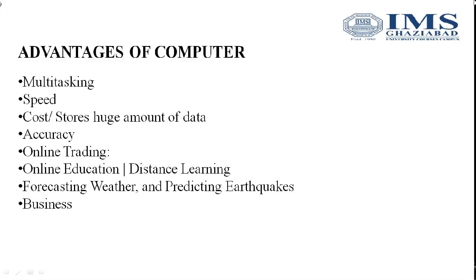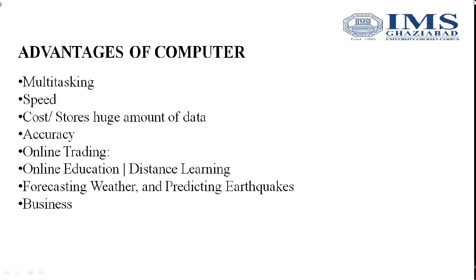So the advantages of computers are, first, it is multitasking. As I told you earlier, it can perform many tasks at the same time. We don't need separate persons to perform different tasks. Speed. The speed of the computer is very fast in comparison to humans. Cost and storage. At low cost, a computer can store a huge amount of data, without the data being corrupted, unless it is affected by any virus. Accuracy. The computer can perform each and every task with the highest accuracy.